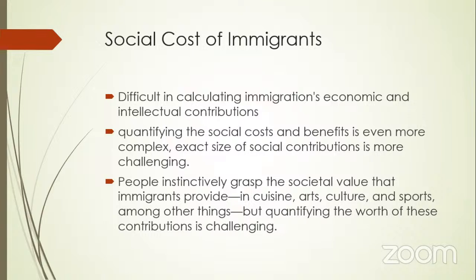Quantifying the social cost and benefit is even more complex. The exact size of the social contribution is extremely challenging to determine. That's why we, more often than not, do this reductionist computation of economics. People instinctively grasp the societal value that immigrants provide in cuisine, arts, culture, sports, among other things. But quantifying the worth of this contribution is always challenging.